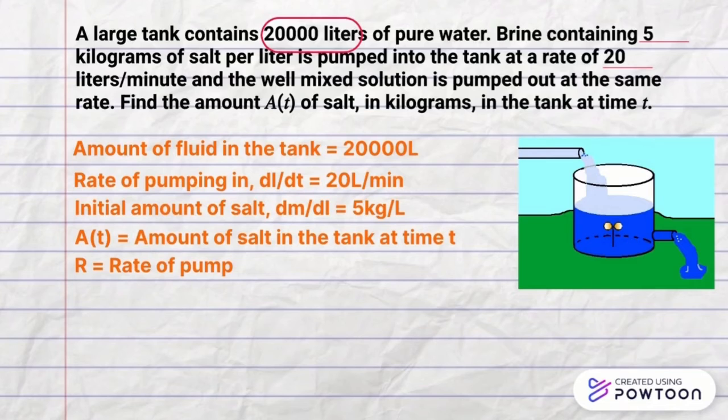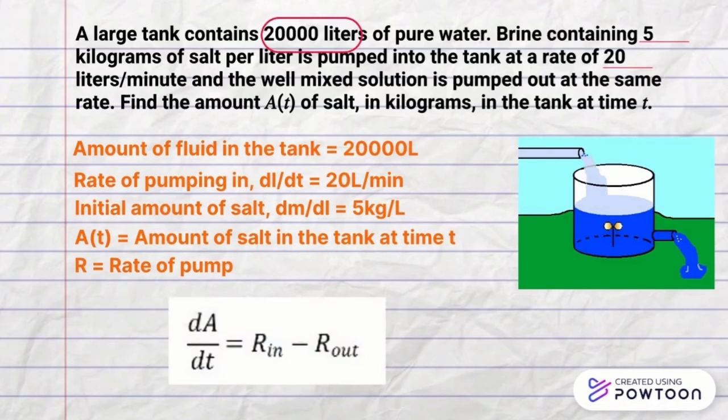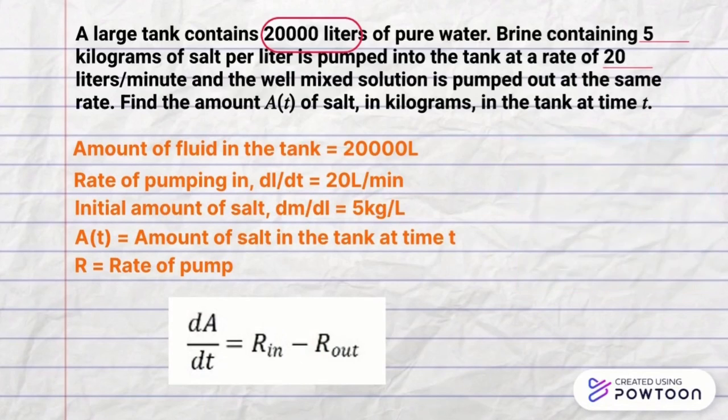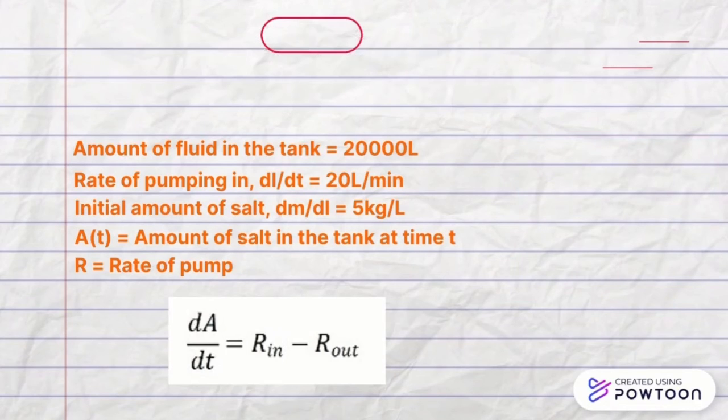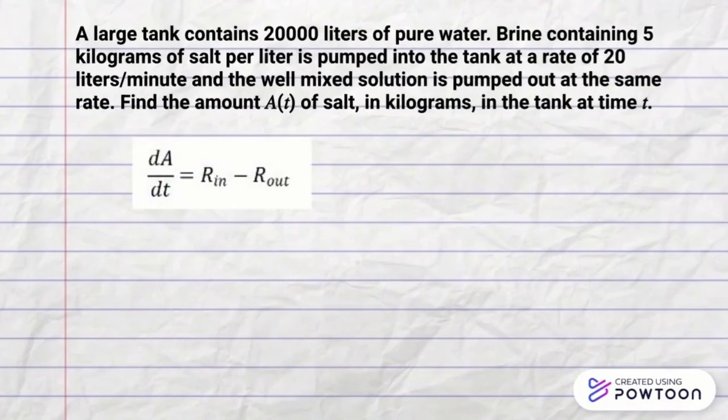So, to find A(t), we can use dA/dt. Remember, notationally, dA/dt on the left says the change in the amount of salt with respect to time. Intuitively, how would you get the change in the amount of salt with respect to time? Well, intuitively it would be the rate in of the salt minus the rate out of the salt. Next, we calculate R in minus R out to get dA/dt.